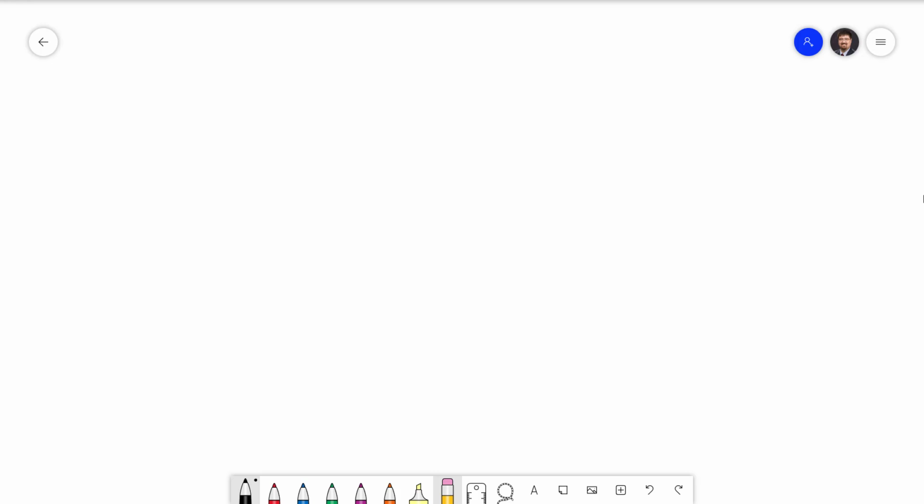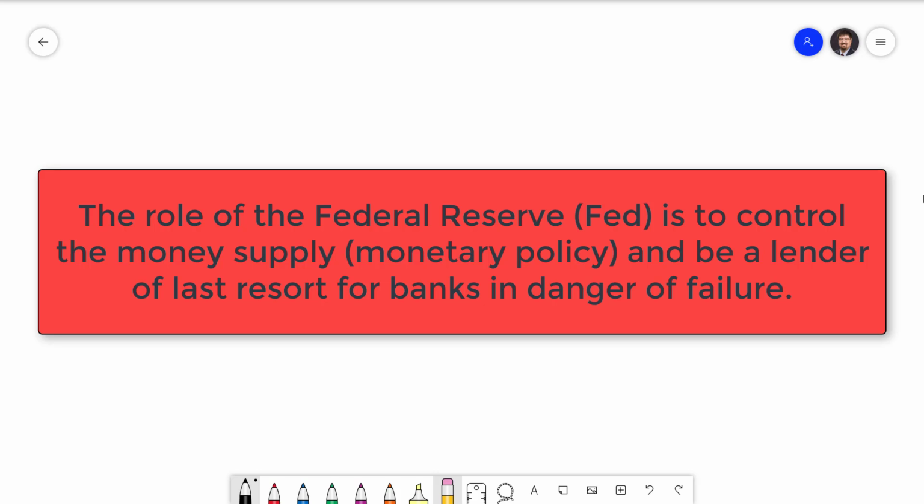Finally, I want to talk a little bit about the Federal Reserve System in the United States. Central banks are the institutions which oversee the banking system that we just talked about and the money stock in a country. In the United States, the central bank is the Federal Reserve, which we just call the Fed for short. The role of the Fed is to regulate the national banking system and to control the money supply.